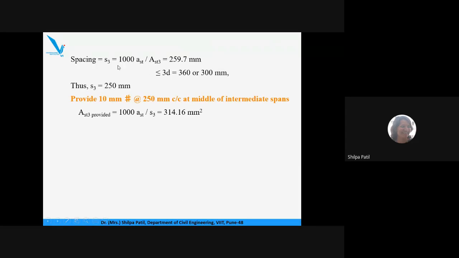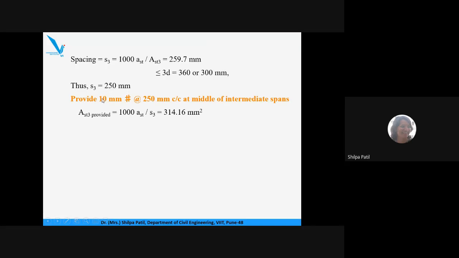The spacing is calculated by again making use of the same concept. The spacing is coming as 259, approximately 265, which we will consider. It is compared with the maximum value of 300 mm. It is coming less than that. So instead of 260, the spacing is reduced and provided as 250 mm. You have to reduce the value always, not increase it. So you can provide 255 also, or 250 mm as a spacing for the bars.